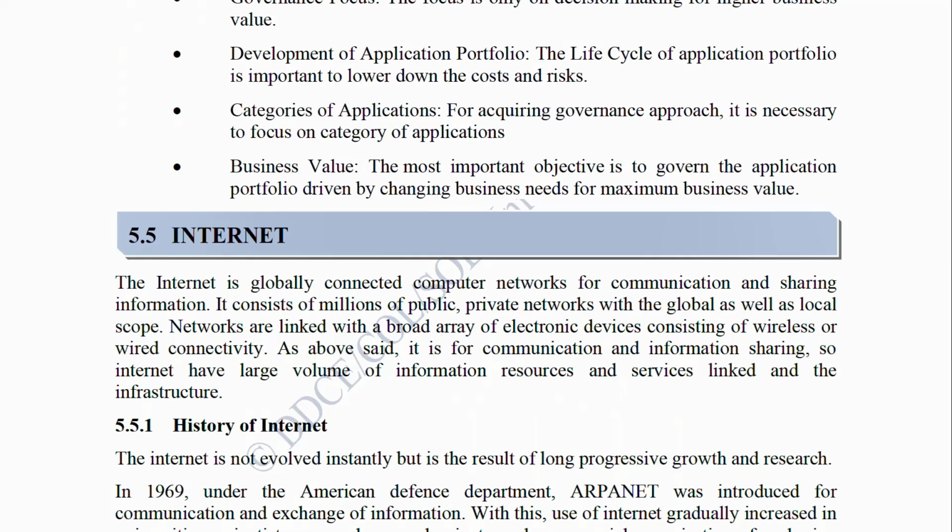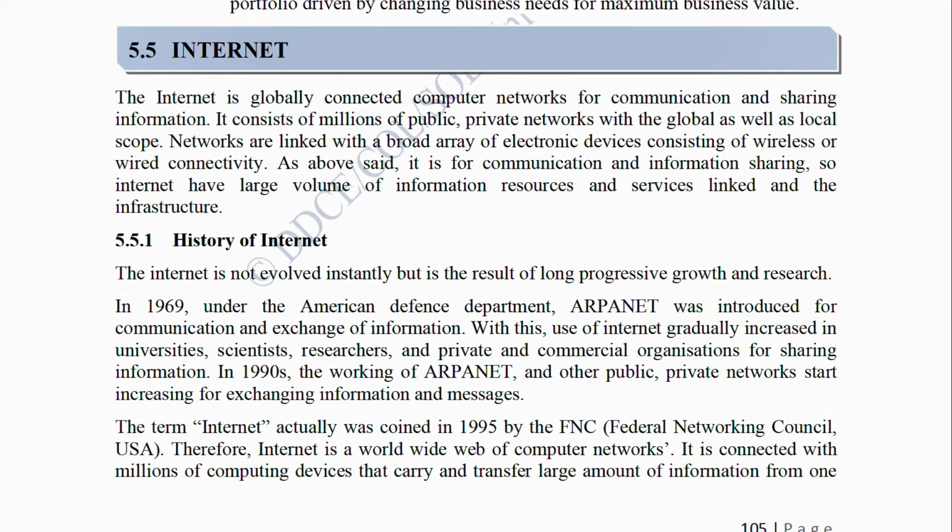Next point, categories of applications. For acquiring a governance approach, it is necessary to focus on categories of applications. Next and the last point is business value. The most important objective is to govern the application portfolio driven by changing business needs for maximum business value.